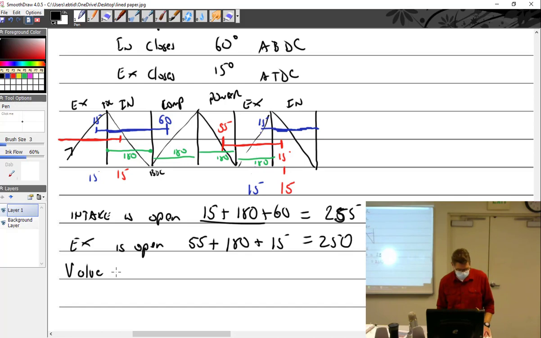Valve overlap, 30 degrees. How much is it? 30 degrees is correct. Why? Because it's right here and right there. So it's 15 plus another 15, so 15 plus 15 equals 30. All right.